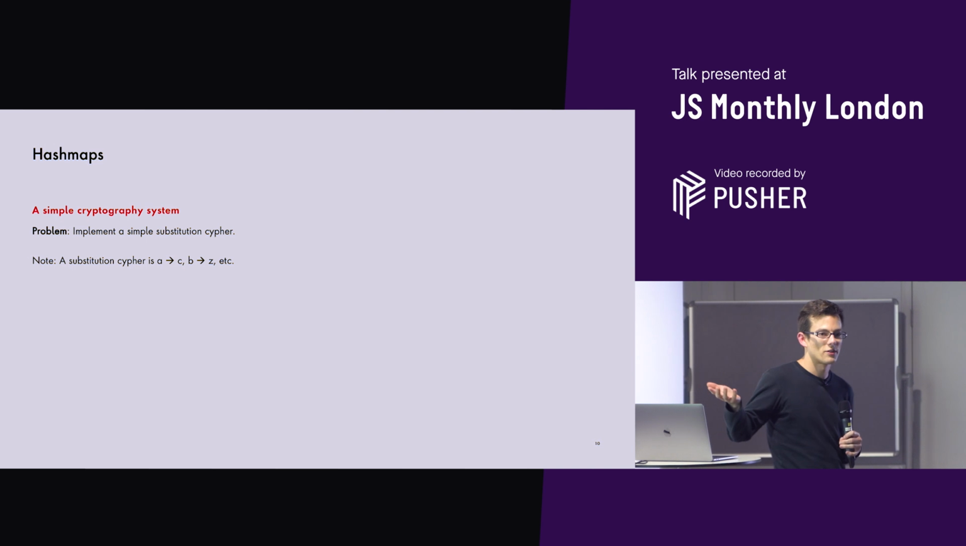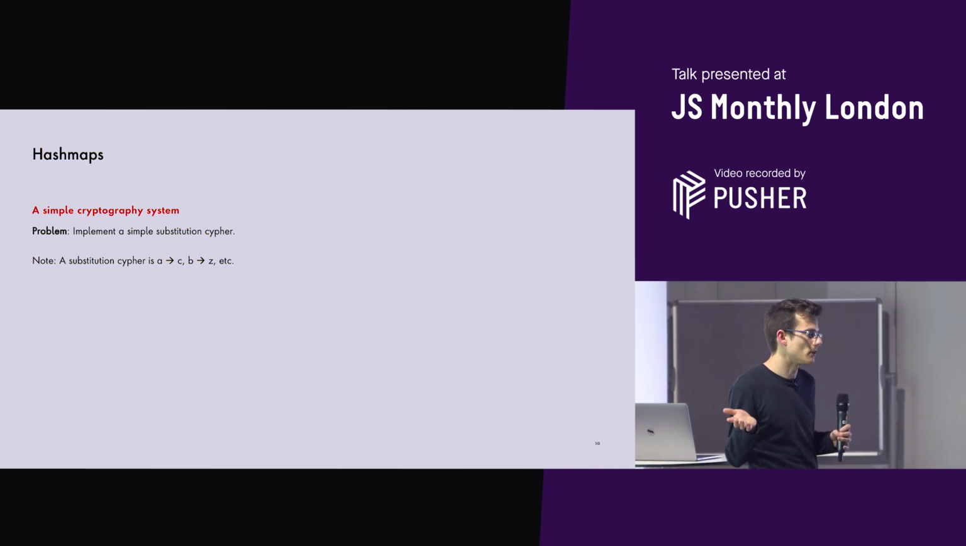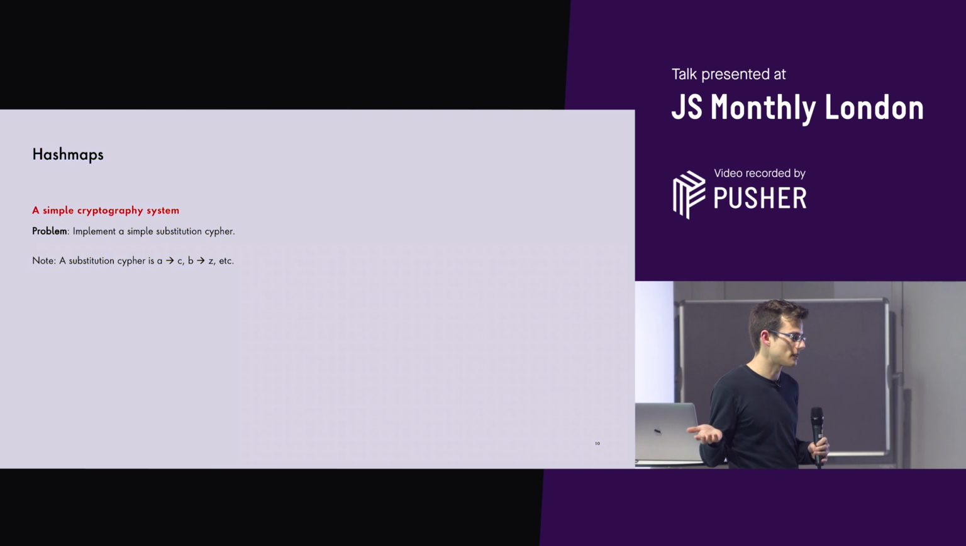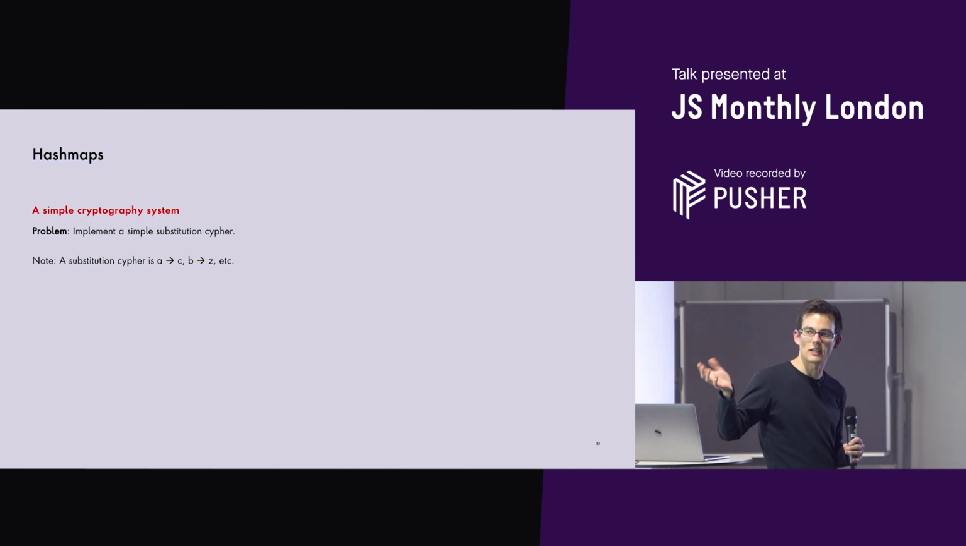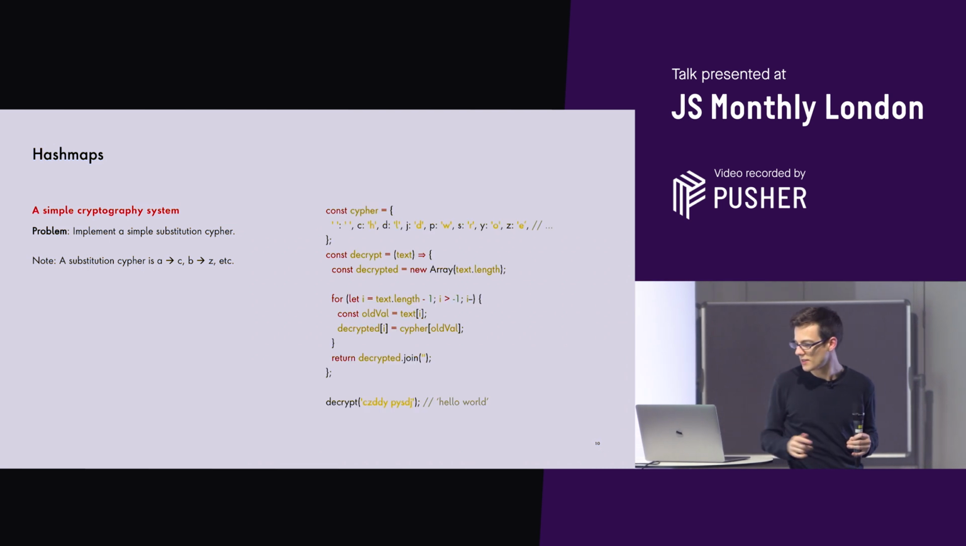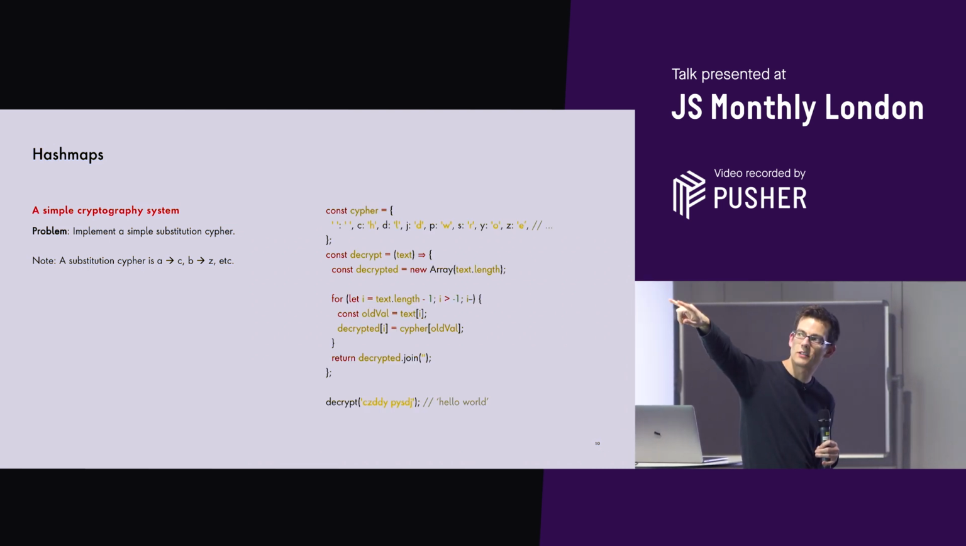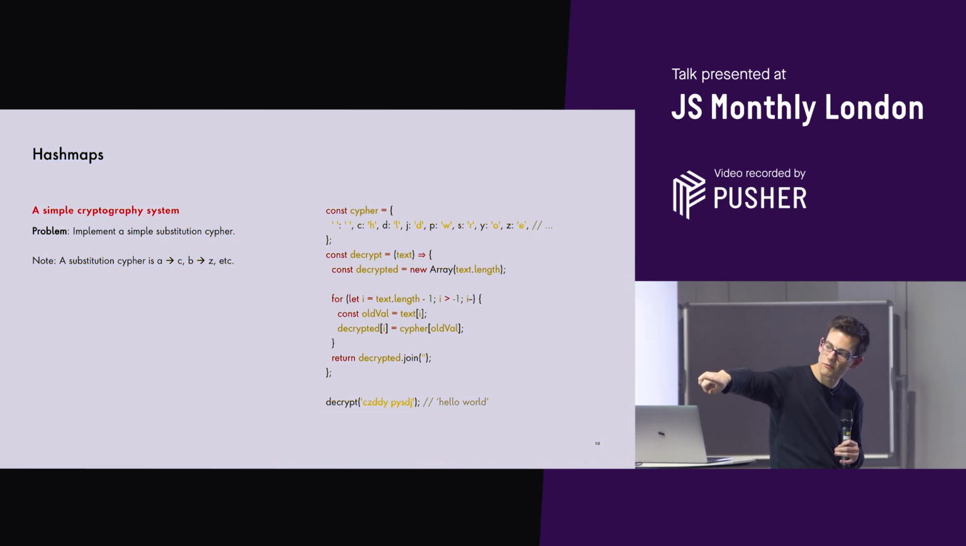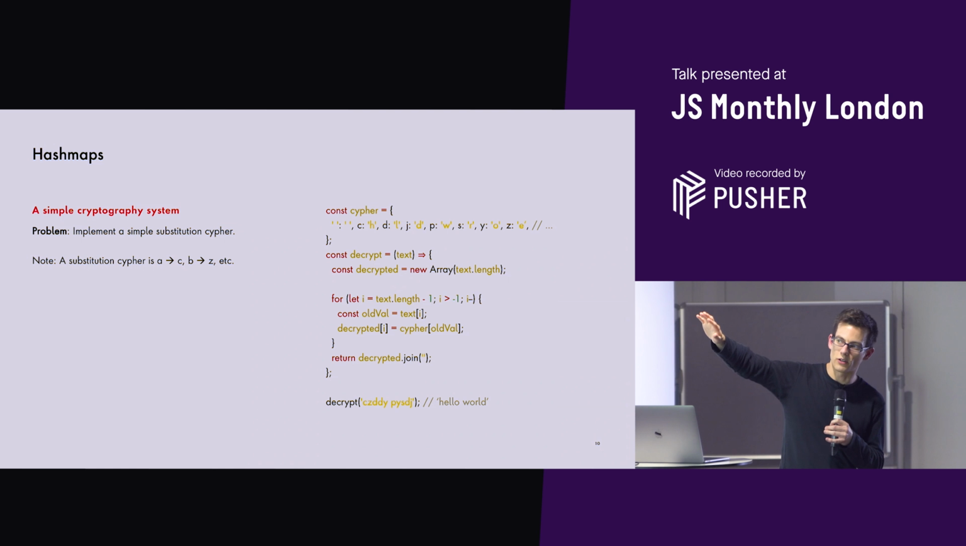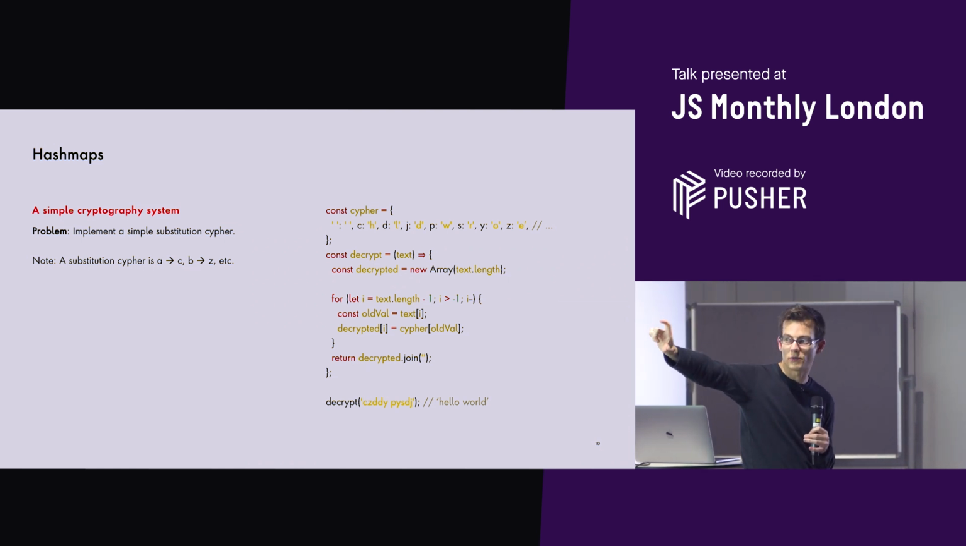So another example, if you wanted to do something a little bit more fun, you could create a simple substitution cipher. A substitution cipher is just a simple swap. So A becomes C, B becomes Z. So what you would do here is you would just create a very simple hash map of what you want to go to and from, and then you very simply loop over your input, swapping things as you go. Unfortunately, in JavaScript, strings are immutable. So in this example, I've used an array.